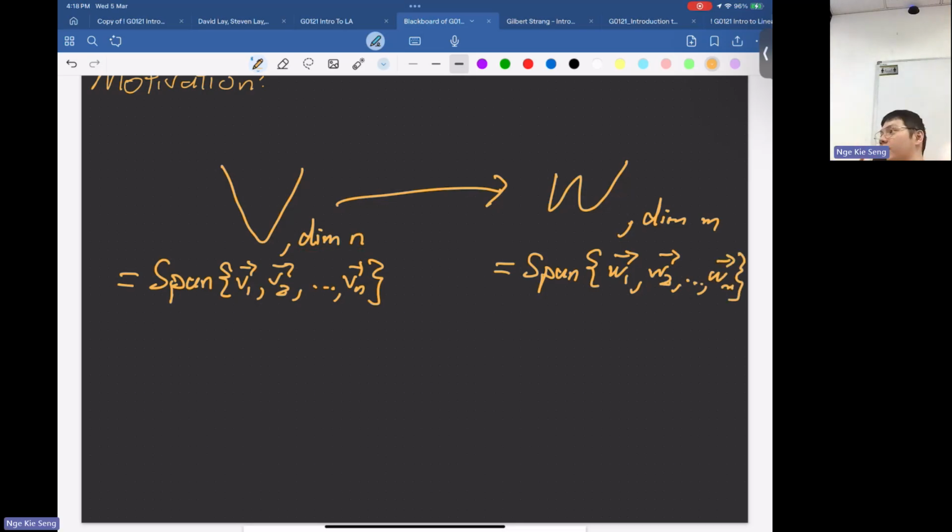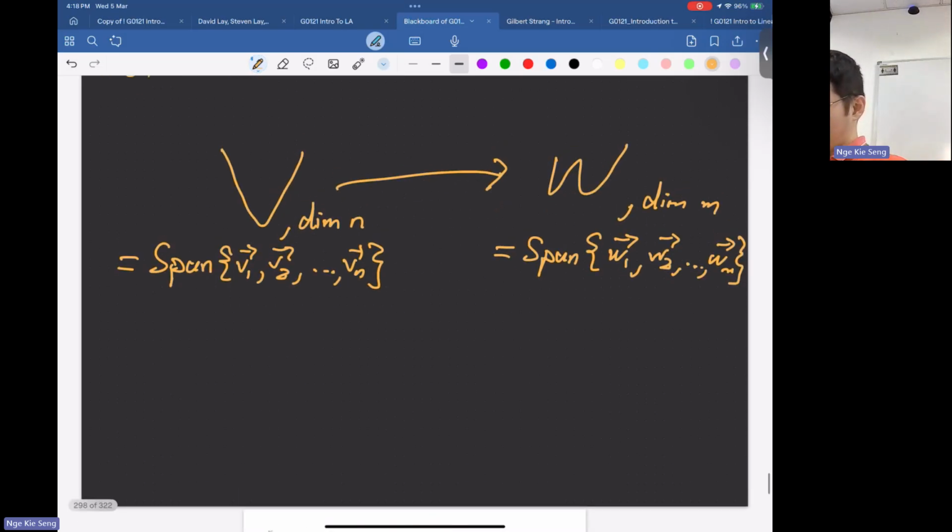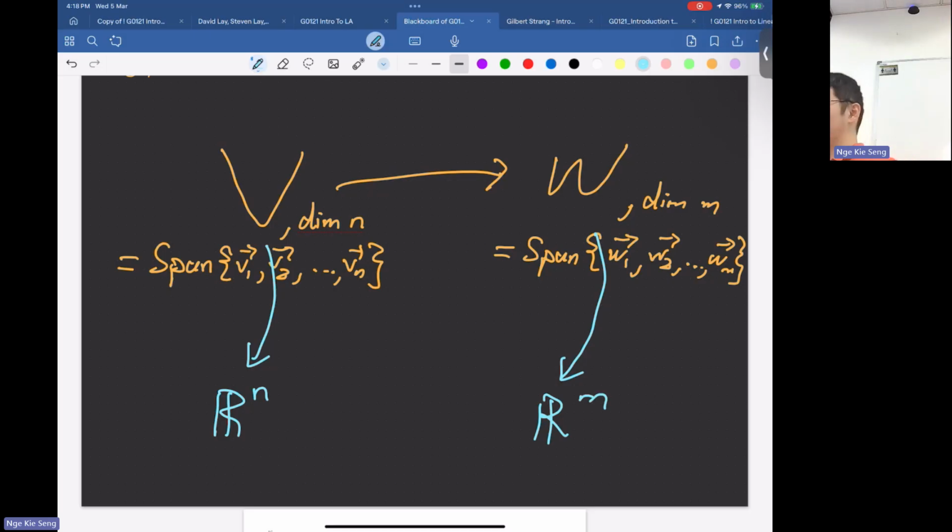But last time we have another arrow, right? We can go from a finite dimensional vector space to where? Rn. One is Rn, one is Rn. What's the map called? What do we use here? Maybe I give a name. So here is a span of a set. Let's say this set is B, and then the other is span of C.